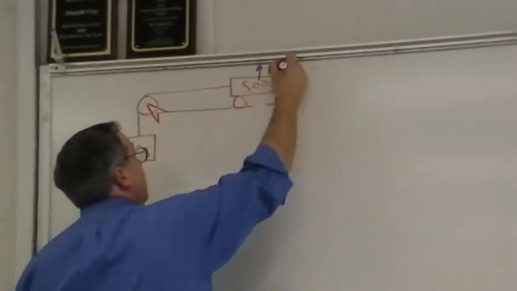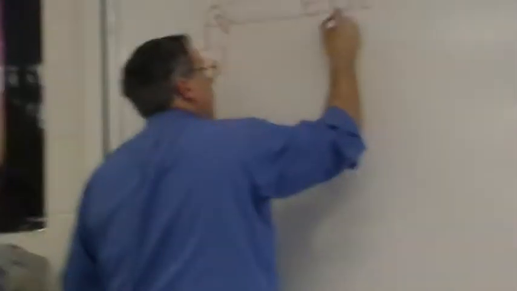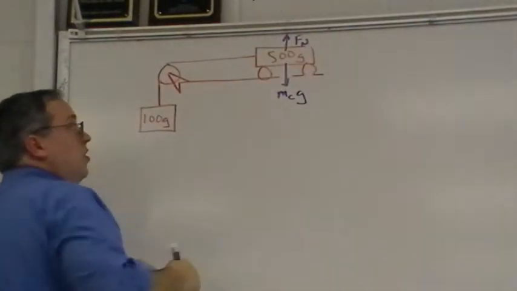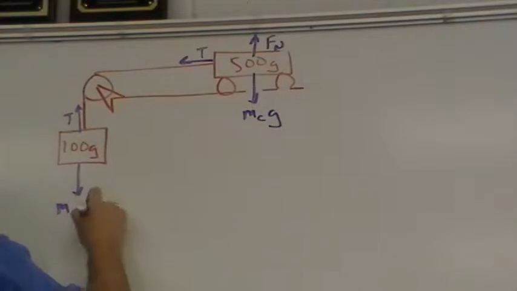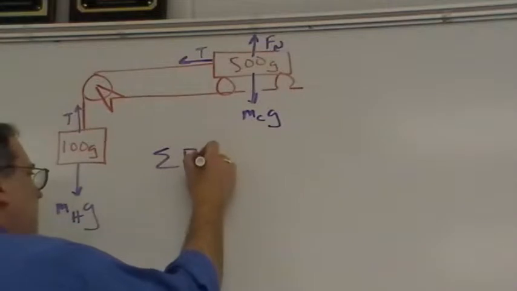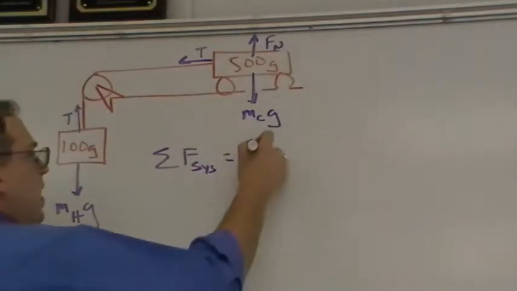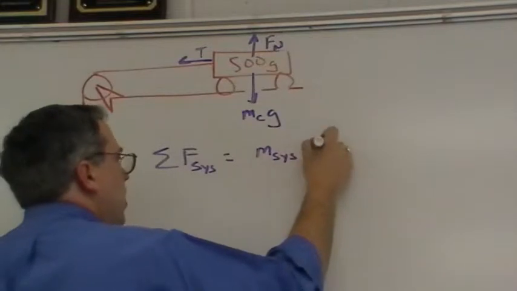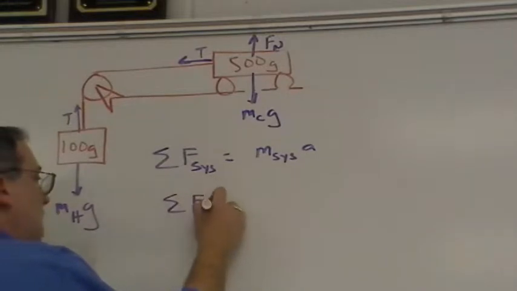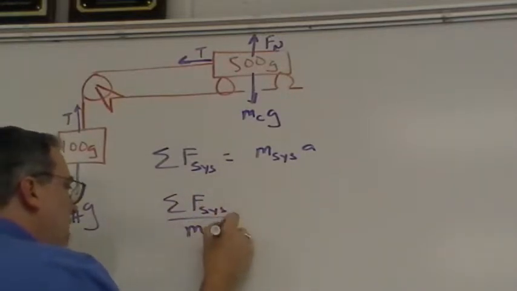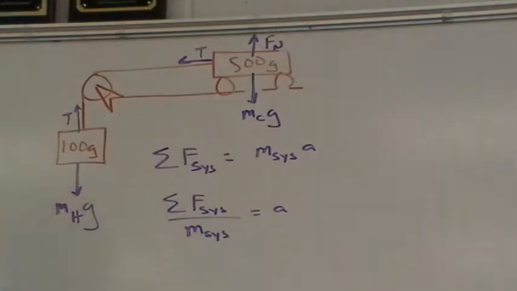Now, to understand it, we might first want to start with a quick free body diagram. I'm calling that thing the cart. There's a tension this way, there's a tension this way, and there's a mass hanging times gravity this way. But the idea is the net force acting on the system equals the mass of the system times the acceleration of the system. So if I take the net force acting on the system and divide by the mass, I get the acceleration.